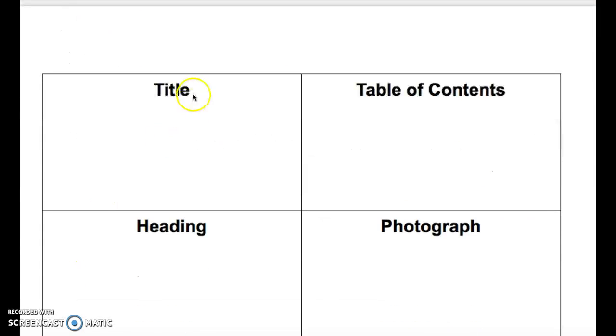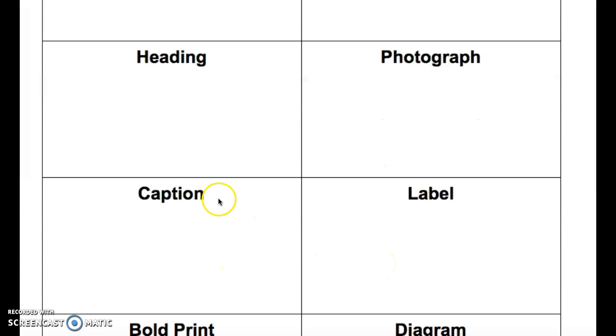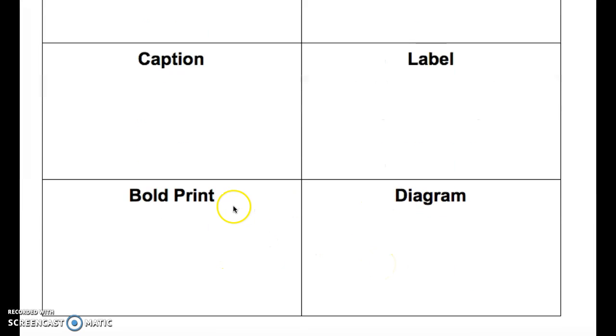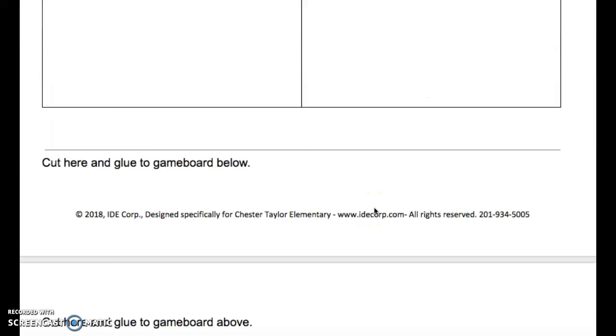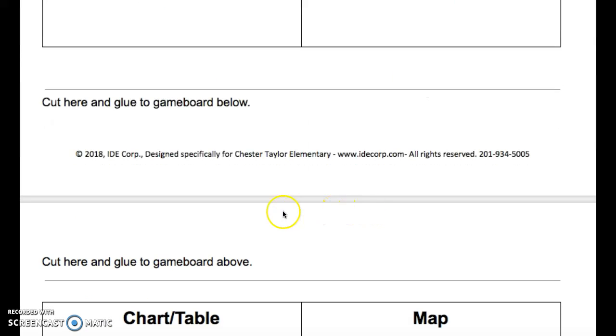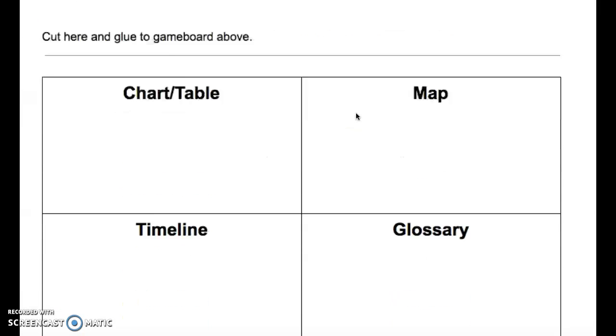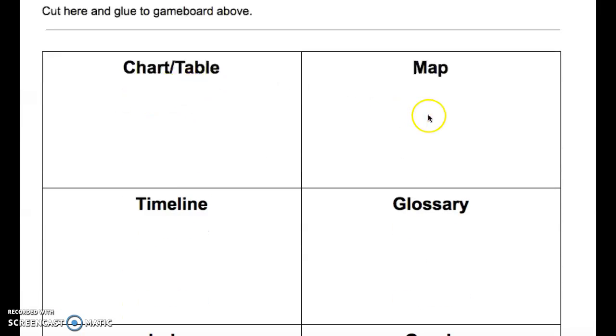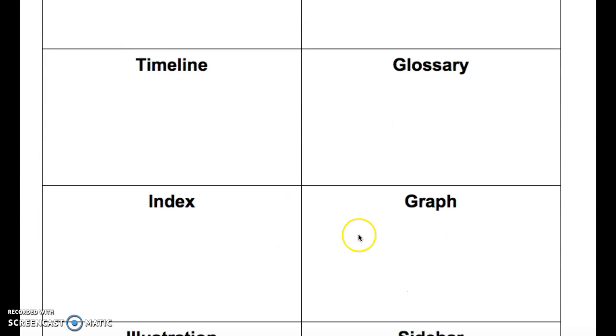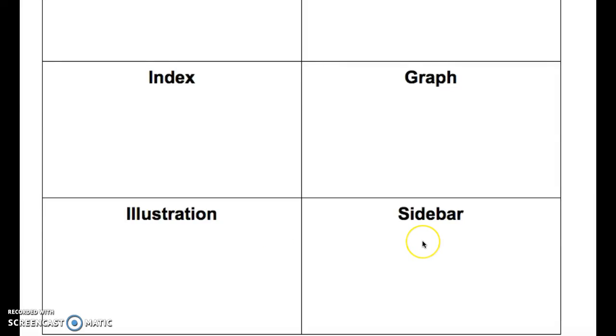So here you have title, table of contents, heading, photograph, caption, label, bold print, diagram. And you will cut here and glue to the game board below. Chart or table, map, timeline, glossary, index, graph, illustration, sidebar.